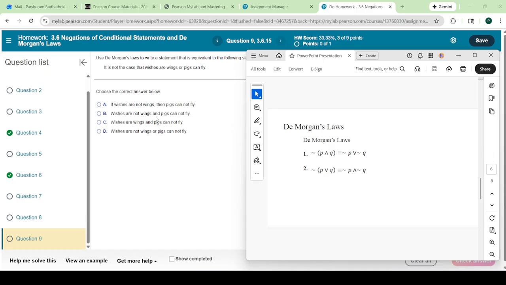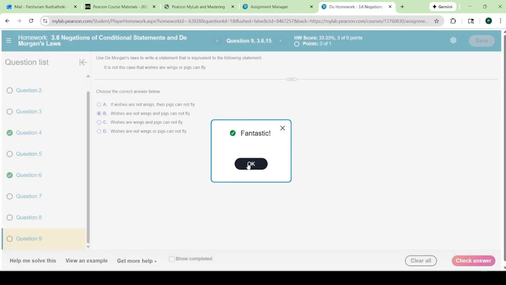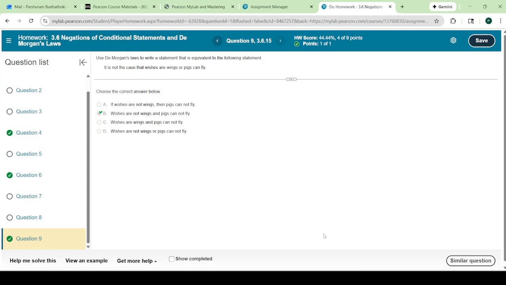So the answer is supposed to be either B or C, but let's see. Wishes are not wings and pigs cannot fly. Wishes are wings, so this is the one because there is the same not here, but replaced by and. That's all for this section.